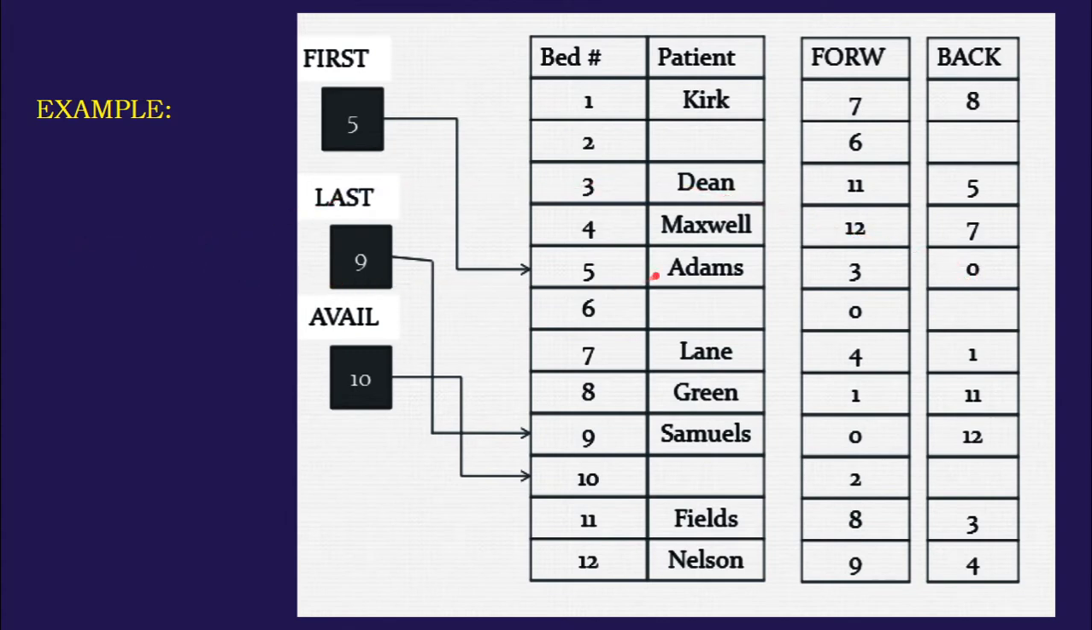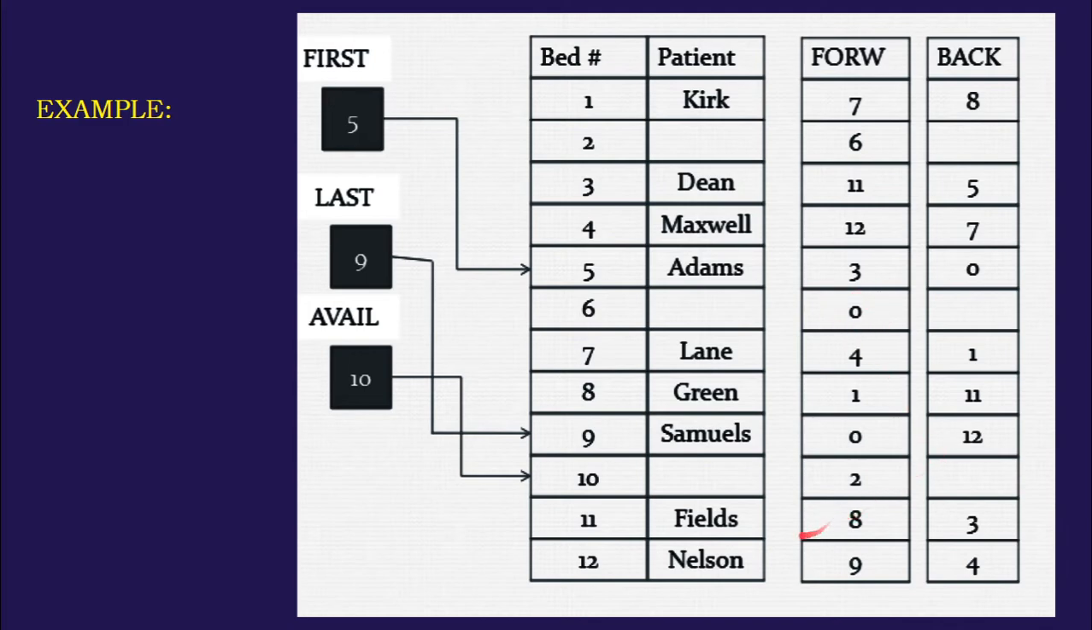And then suppose you take some other example, 9 is the last node. So 9 is Samuel, and next to Samuel nobody is there, so the forward of Samuel is 0, but the backward of Samuel is 12. That means before Samuel the patient is in location 12, and at bed 12 the patient Nelson is there. Since Samuel, at 9, is the last patient, there is no forward link, which is 0, the null pointer.